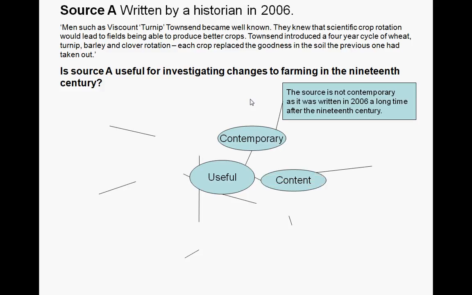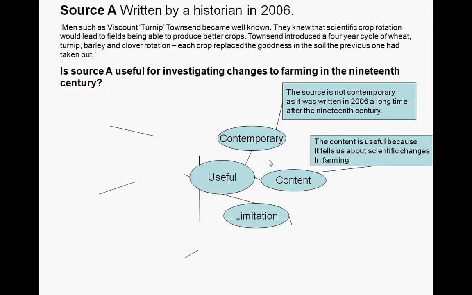Next up, content. What does the source actually talk about in relation to the question? So the question is about investigating changes to farming in the 19th century. The source talks about the introduction of scientific crop rotation. So therefore our content is useful because it tells us about scientific changes in farming.